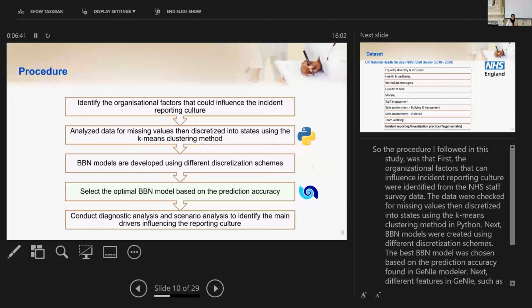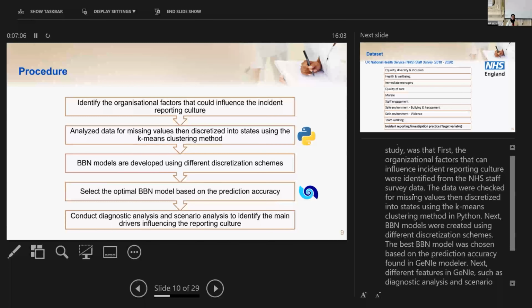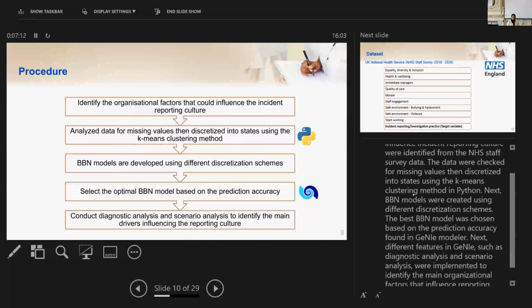The procedure I followed in this study is: first, I identified the organizational factors that influence incident reporting from the NHS staff survey data. After that, this data was checked for missing values, then discretized into different states using the k-means clustering method in Python. Next, the Bayesian belief network models were created using different discretization schemes in GeNIe Modeler. After that, we chose the best Bayesian belief network model based on its prediction accuracy. Next, I used different features in GeNIe Modeler, such as diagnostic analysis and scenario analysis, to identify the influencing factors of incident reporting.